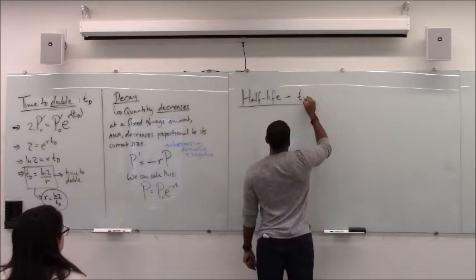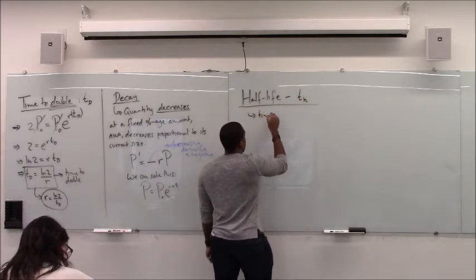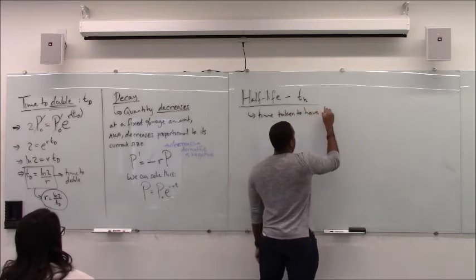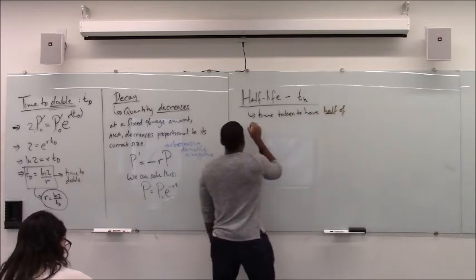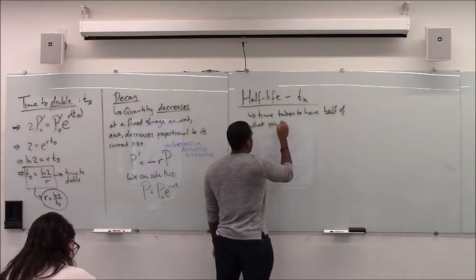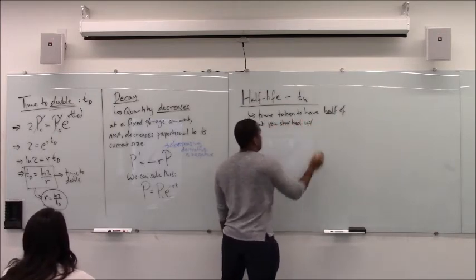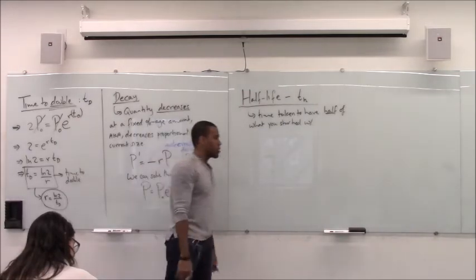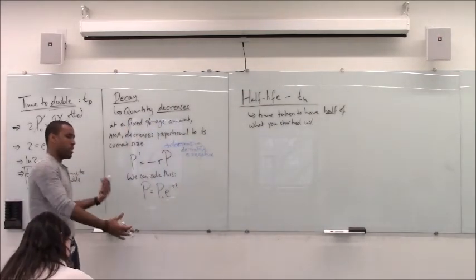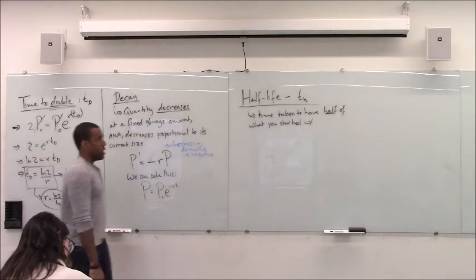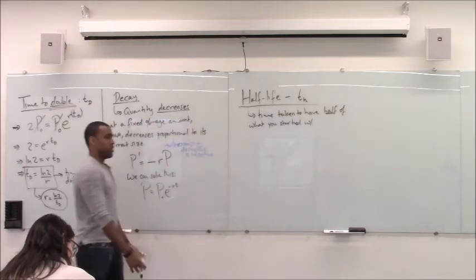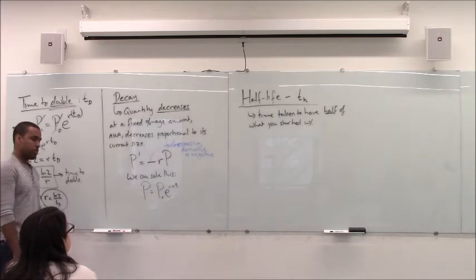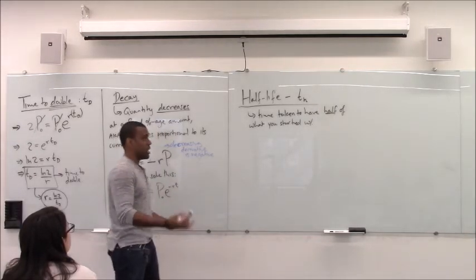So let's call this t sub h. This is the time taken to have half of what you started with. Oftentimes you have something that's decaying, usually like radioactive substances, for example, or carbon 12 or whatever. You have some substance that you're measuring, and over time it decreases by a fixed percentage amount. And if it's decreasing exponentially, as radioactive substances and a lot of other substances tend to do, we often want to measure how fast this decay happens in terms of something that we call half-life, the time for you to have half of what you started with.